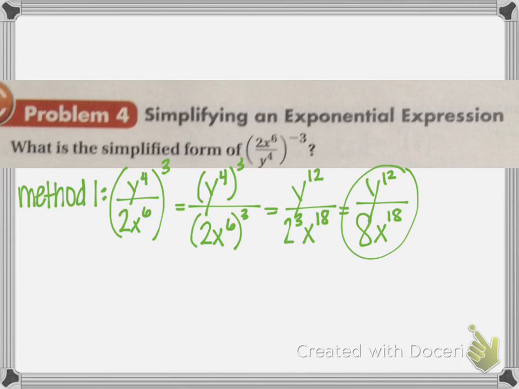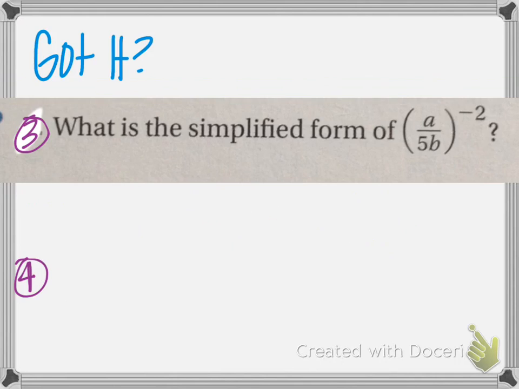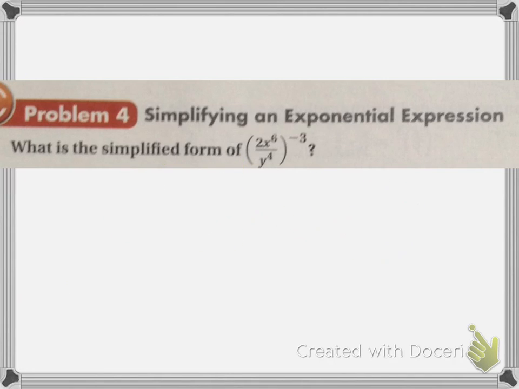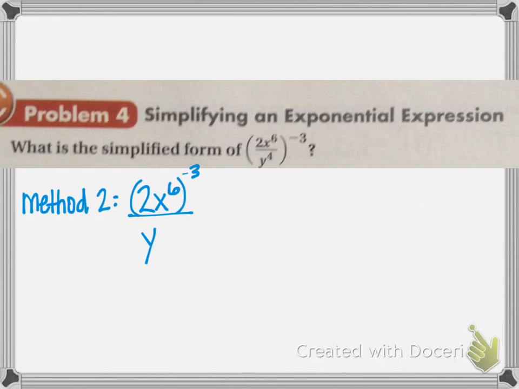Alright, now method 2. Actually, let's just erase it all so you don't get confused. Let's pretend like we're starting all the way over. So method 2: what if we don't notice that it's a negative exponent first? We would go ahead and try to distribute the exponent to everything. So it's going to be 2x to the 6th to the negative third over y to the fourth to the negative third power.